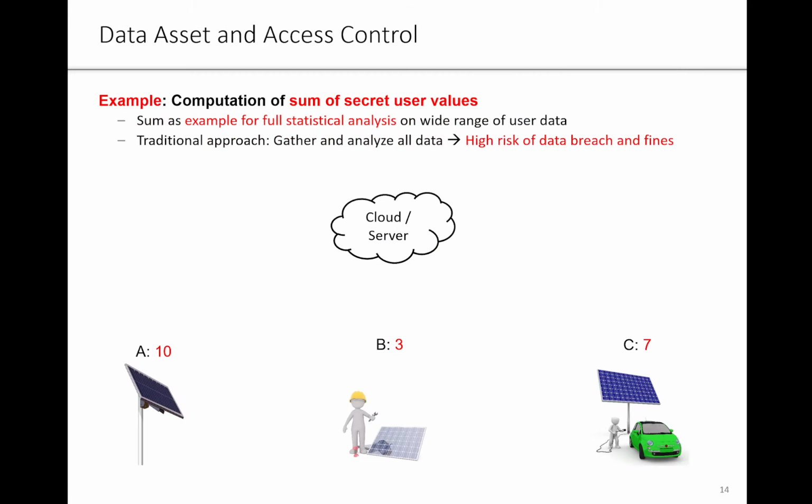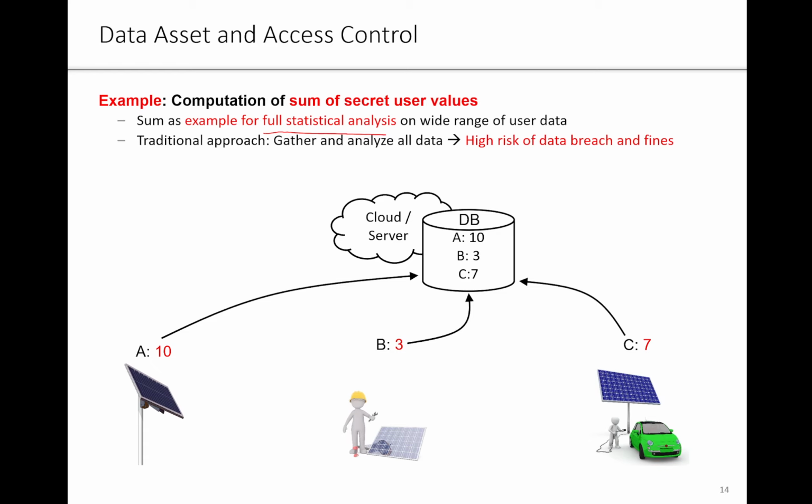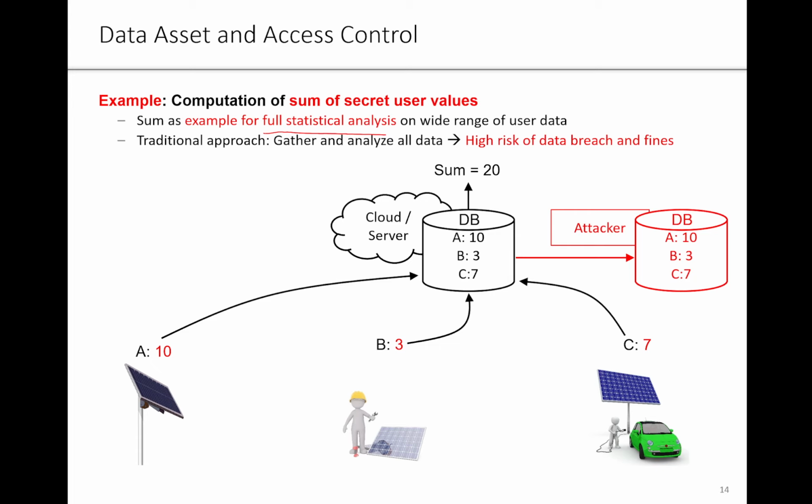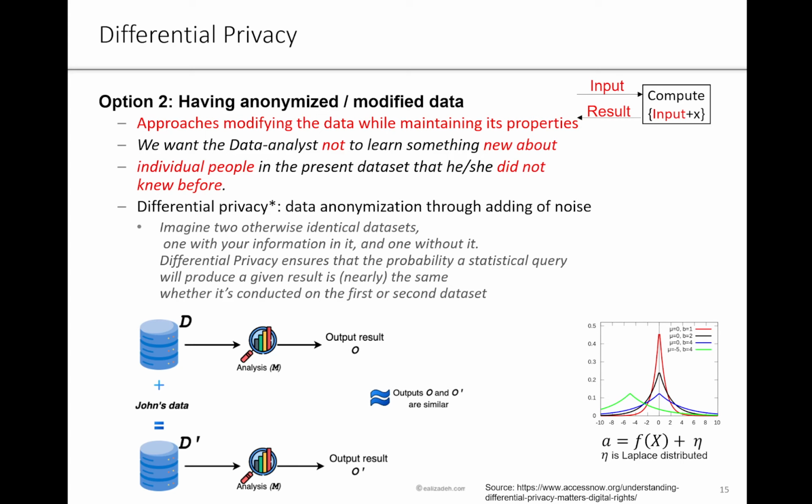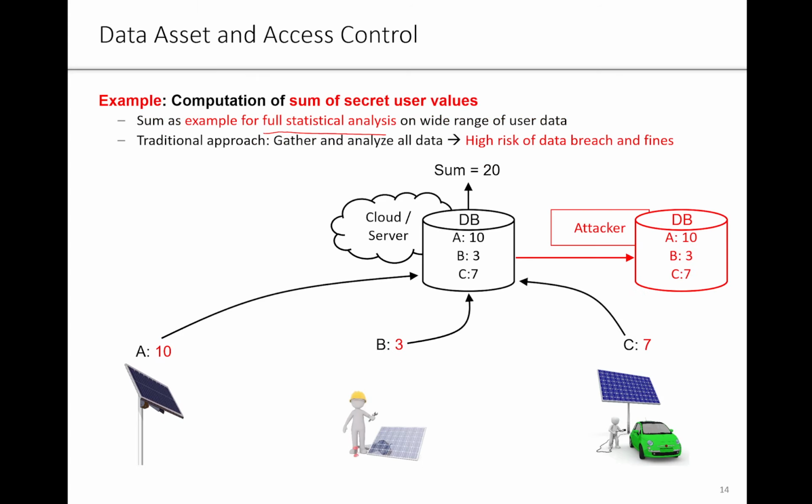So this will be an ongoing example that we will pick up in different technology discussions. So let's say we have here three data providers. We want to compute a full statistical analysis. That means sum, average, standard deviation, and so on, min, max. So first, that's a traditional approach. We gather the data, we compute on that, and somebody else gathers the data and uses the data as well. So it's not ideal.